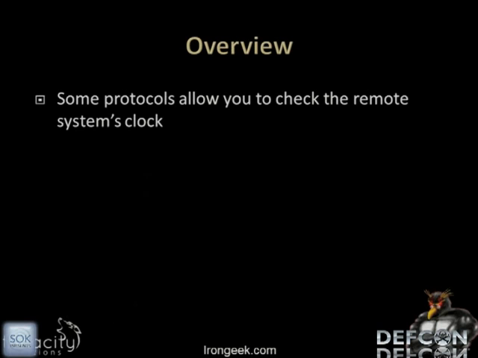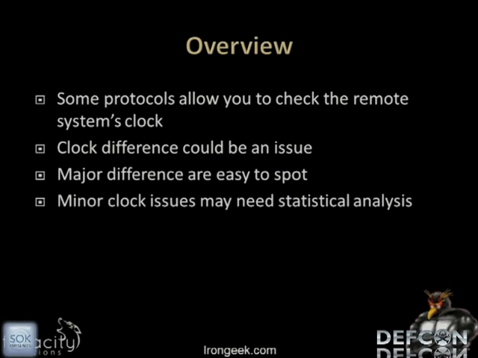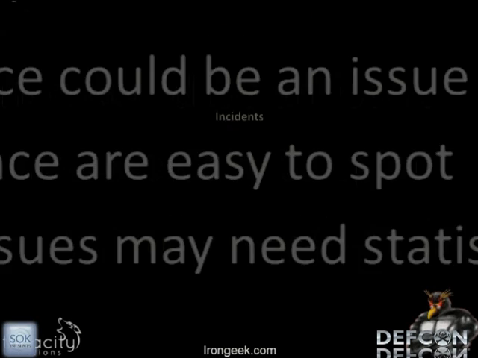Some protocols out there, like HTTP, for example, allow you to check the remote system's clock. So clock differences can be an issue. If someone's clock is set way different than yours and way different than everybody else you contact in the network, well, that's a point of profiling. Major differences are easy to spot. Minor differences are a little bit more difficult, but there has been some work on doing statistical analysis where even if it's a very minor difference, with enough time, you can do your thing.